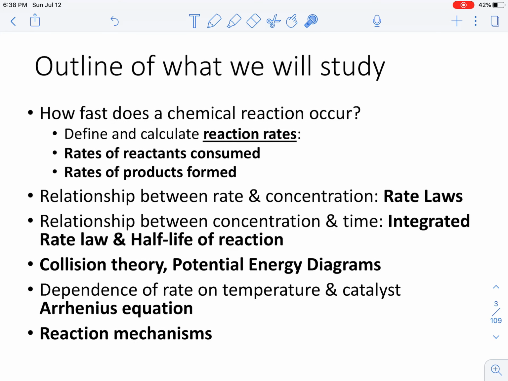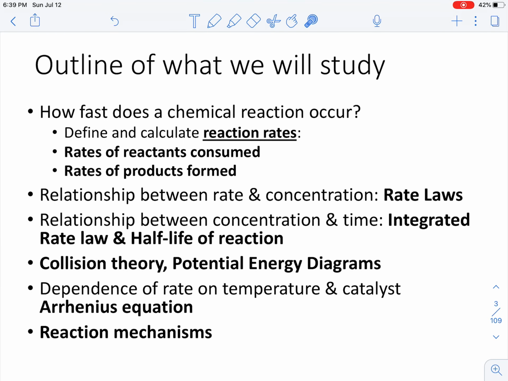We'll also learn and talk about activation energy and how the rate of the chemical reaction is dependent on temperature and catalysts. And we'll be able to quantify it using the Arrhenius equation. So last but not least, in this chapter, we are going to learn about reaction mechanisms. We'll learn what they are, what they look like, how to determine if it's a plausible mechanism or not, and how to write rate laws from proposed reaction mechanisms.